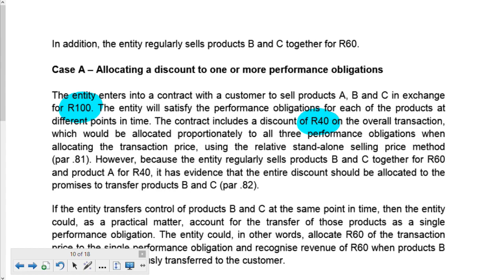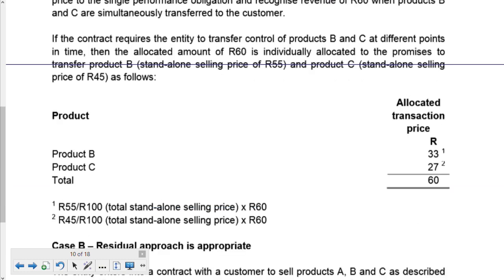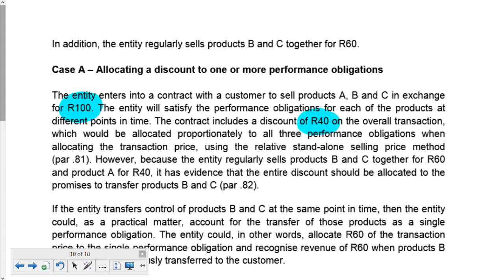But because they said that B and C get sold for 60 Rand, we're going to do a calculation. Product A: how much is product A? Is A 40? Oh, okay, so we don't have any more discount. So we're going to say that we're selling product A for 40 Rand and we're selling product B and C for 60. That adds up to the 100. So the discount that we're giving, the 40 Rand, we would have to allocate between B and C.